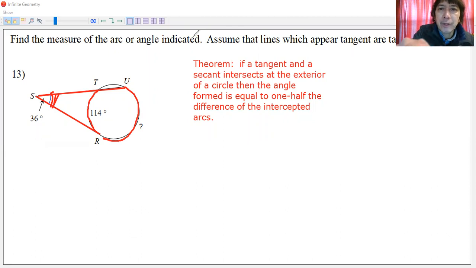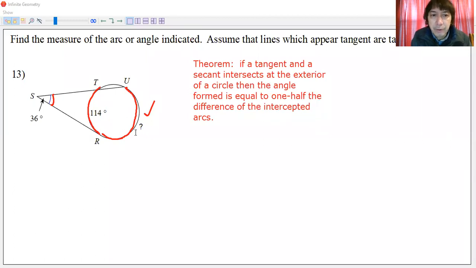So again, it's like this: this arc minus this arc divided by 2 is equal to 36. Let's solve it. Now, the question here is, of course, not the angle. It's the arc with a question mark there, and we shall label it X.